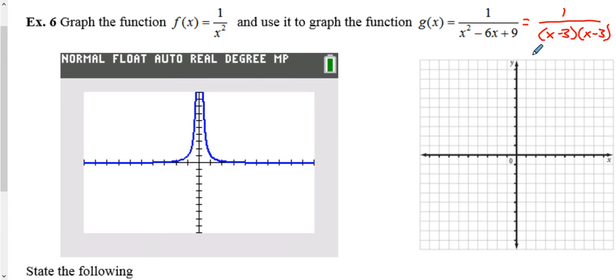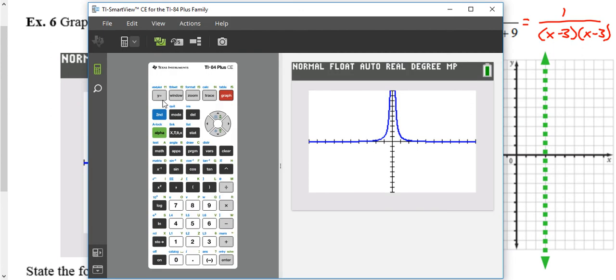So here, this is basically telling me I have a vertical asymptote at x equals 3. So I'm going to draw a line straight down x equals 3. So 1, 2, 3. There we go. And then I'm going to go straight to my graphing calculator. I'm hoping to see something shifted over 3 to the right there once I graph this on.